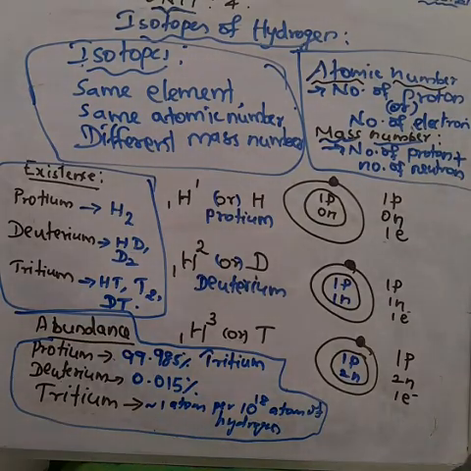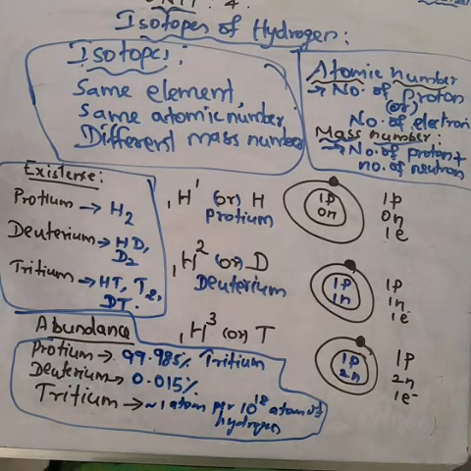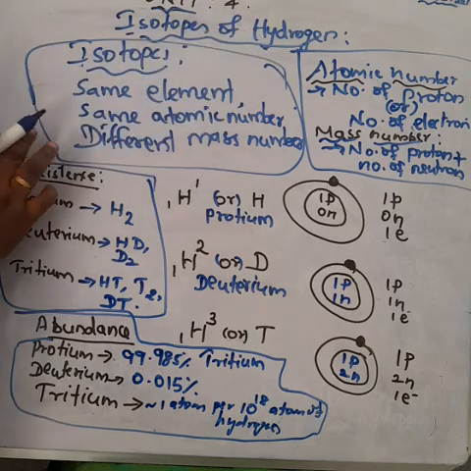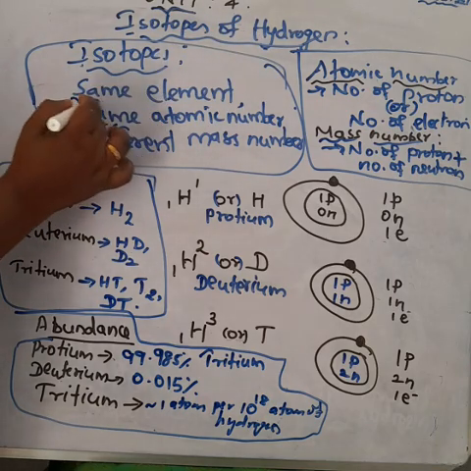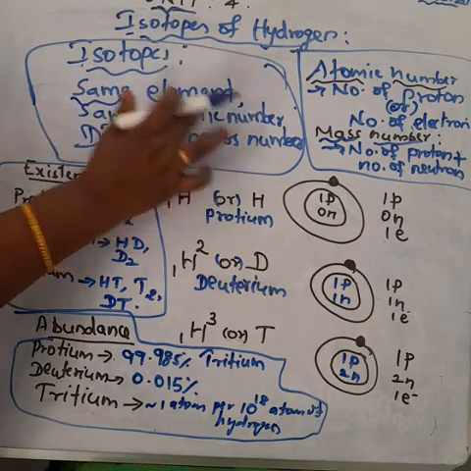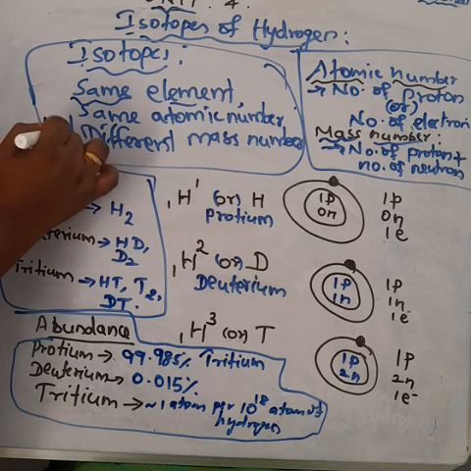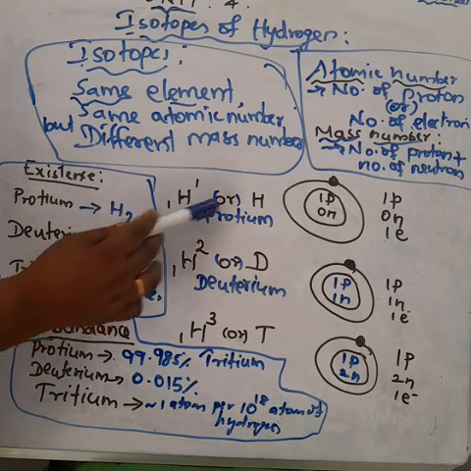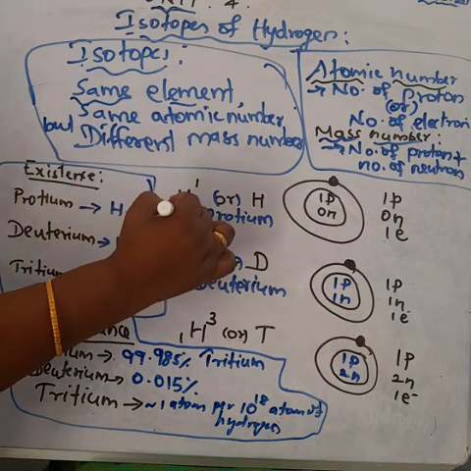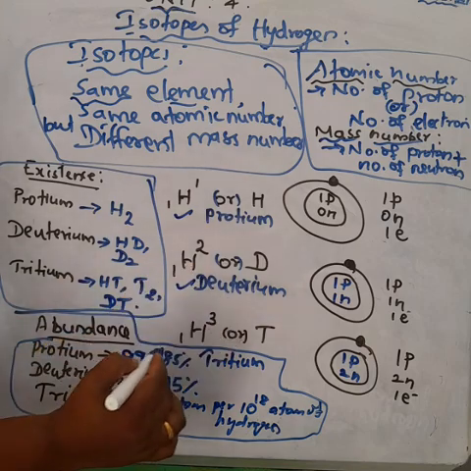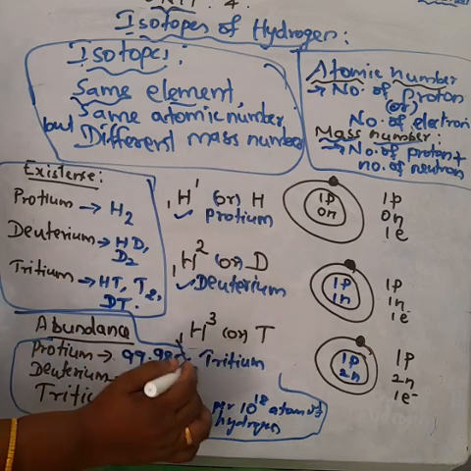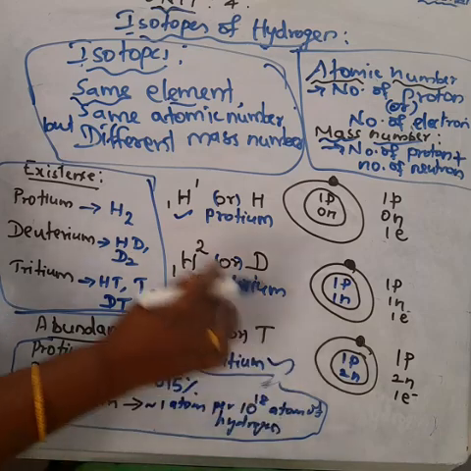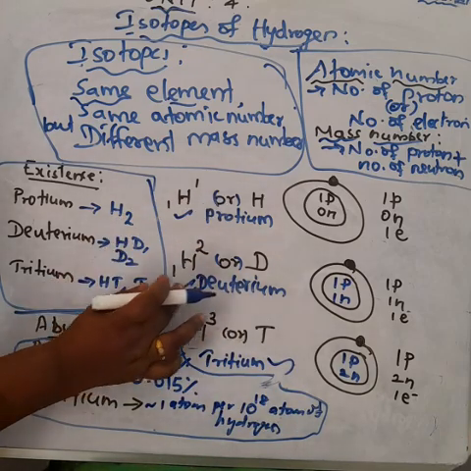Then we are going to study the isotopes of hydrogen. What do you mean by isotope? The same element having the same atomic number but different mass number is called an isotope. For example, the hydrogen atom has 3 isotopes. What are the 3 isotopes? Protium, deuterium and tritium. Protium, otherwise called hydrogen, and deuterium and tritium.